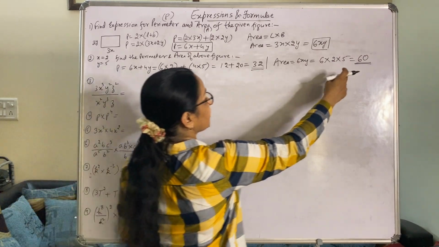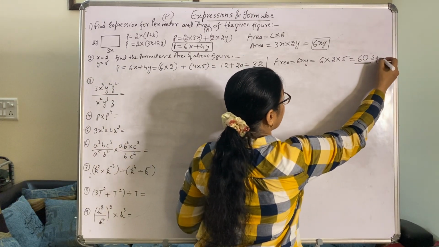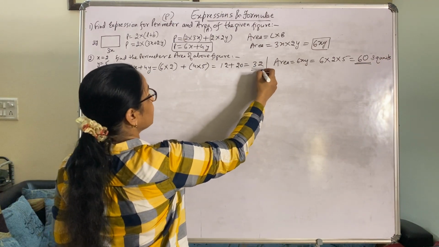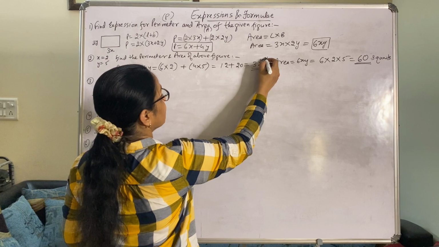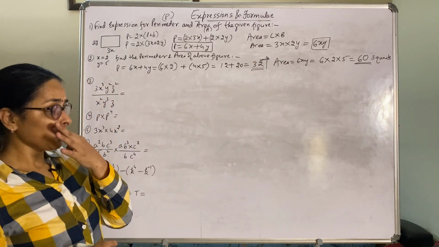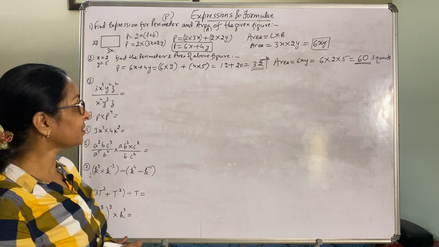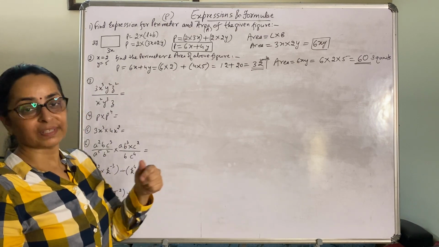So this is area. So we will write here square units. And here 32 perimeter. So we will simply write 32 units. Okay, because we do not know, it is not given it is 2 centimeter or 5 centimeter. So we will simply put units.